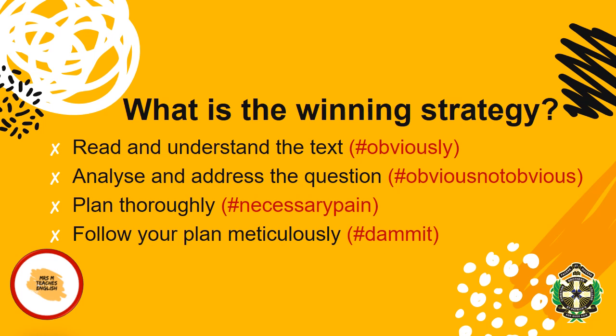So how do you get an A for a literature essay? It is possible, I promise you. Firstly, obviously, you have to read and understand the text. I'll repeat that. You have to read the text. You have to understand the text. Then you have to look at the question and analyze exactly what is being asked. And then that dirty word, you have to plan thoroughly. And in the writing of the essay, you have to be disciplined enough to stick to that plan. You must control the writing. The writing must not control you.